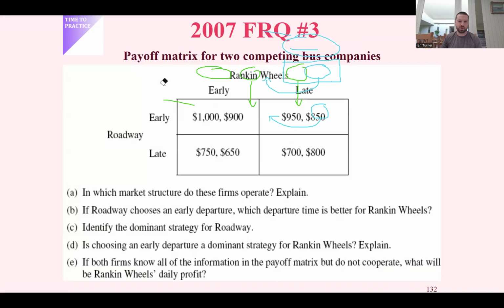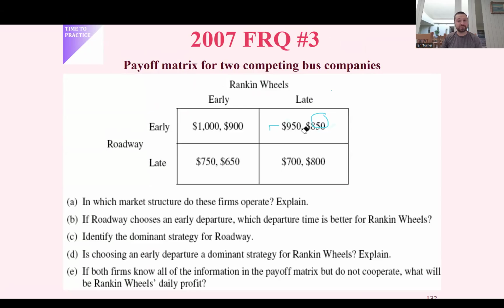Let's look at the next one. This is a 2007 FRQ. I'm telling you, this stuff comes up on the FRQs quite a bit. When I've been looking through old tests, this comes up quite a bit. In which two market structures do these firms operate? Explain. You could easily say this is an oligopoly. They are having to strategically price against their competitor.